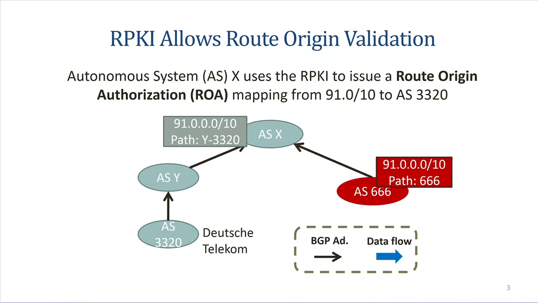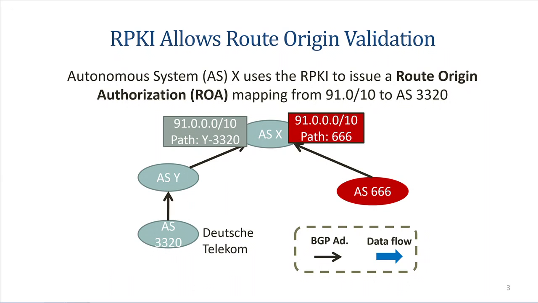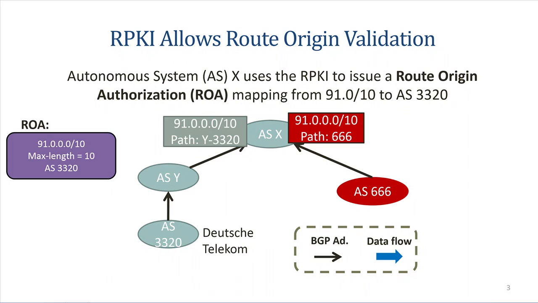Now, let's say that our attacker at 666 does the same. It sends an announcement for the same prefix, and now ASX learns two competing routes for the same IP prefix. In the normal case, it would actually send its traffic to the attacker because the attacker's route is shorter, and so it appears to be more attractive. But Deutsche Telekom had actually used the RPKI to issue a Route Origin Authorization record, or a ROA. The ROA specifies that Deutsche Telekom at AS3320 should be the origin for the IP prefix 91.0/10.